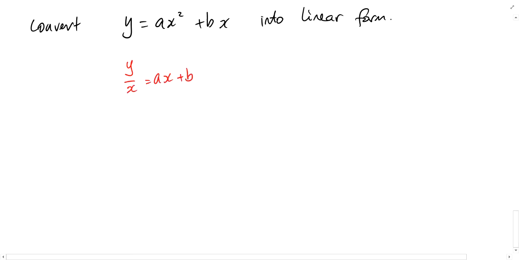Now tell me, what is our big Y? What is our M? What is our big X? What is our C? Okay, good. Now I give you another option. How about you tell me another way? How else can we generate a linear form?